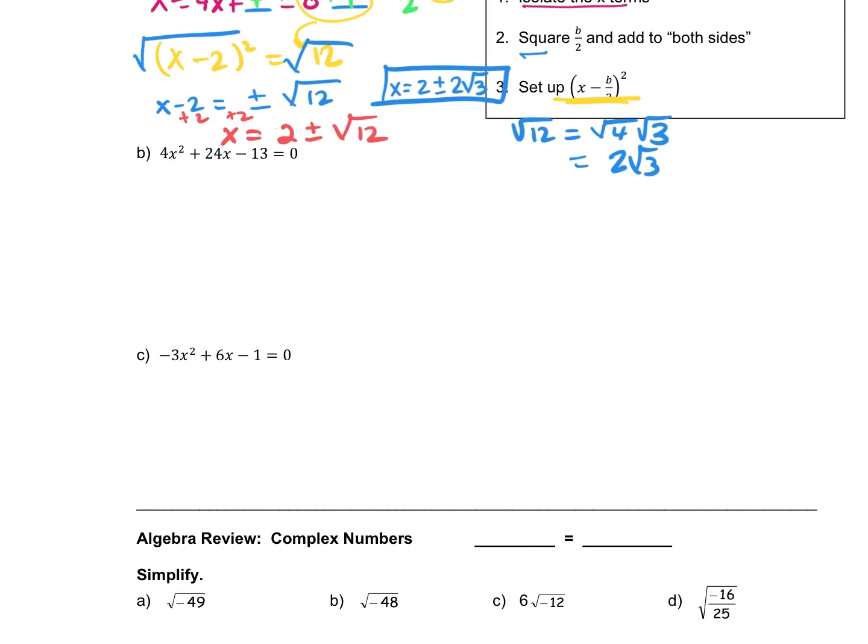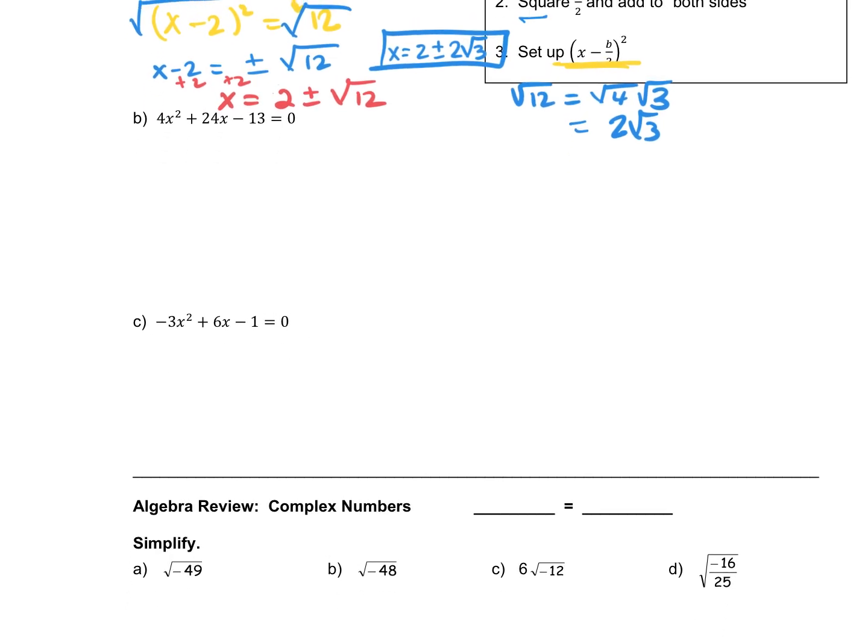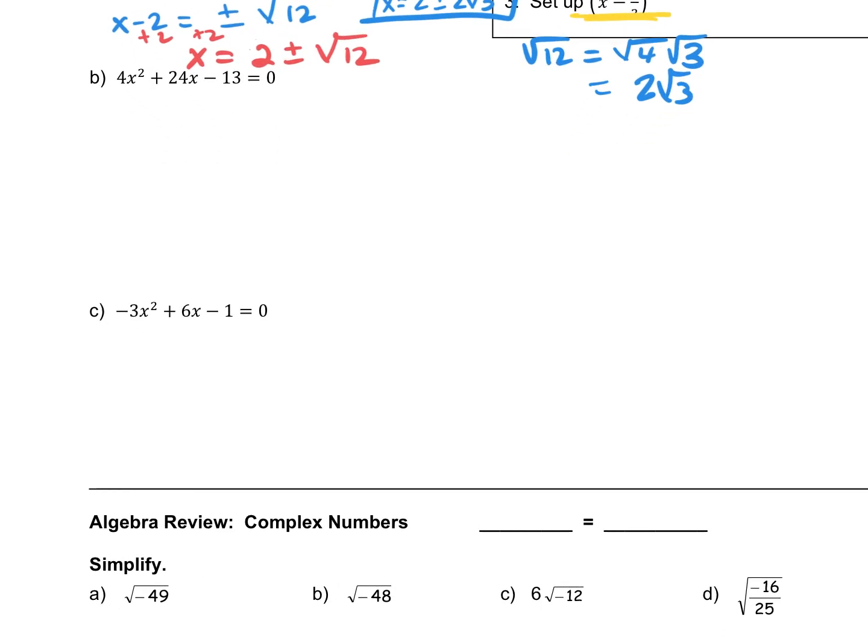All right, let's look at letter B. We're going to complete the square. If we look at letter B, everything's moved to one side. So we're going to move the 13 over by adding 13 to both sides. So we're left with 4x squared plus 24x on the left equals 13. I don't really write it like that yet because I'm not going to do anything.